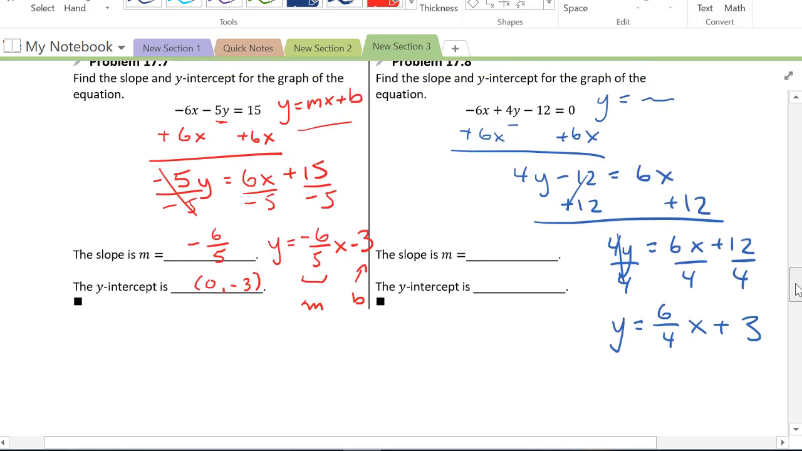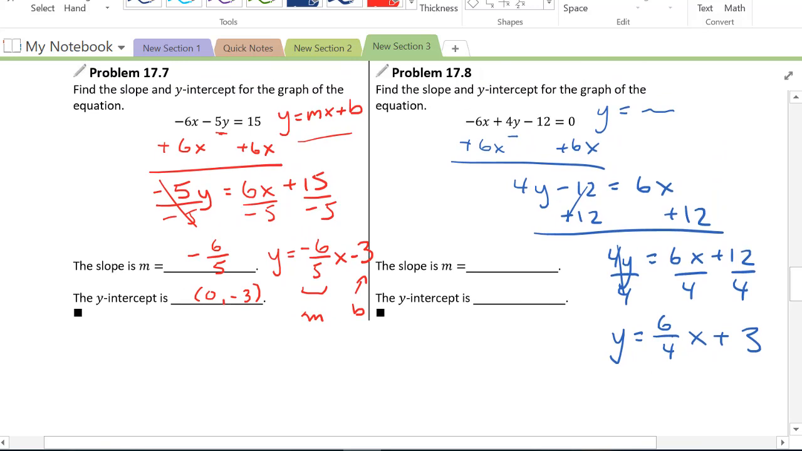Okay? And if you remember what I said, if I have a fraction, right? If I can't divide it, I pull it aside. But what do I have to do? You have to make sure you reduce, right? Well, what goes into 6 and 4? Well, 2 goes into 6 and 4. So to reduce, you divide top and bottom by 2. Okay, that's how you reduce. So what's the final answer? You're going to get y equals 3 over 2x plus 3.